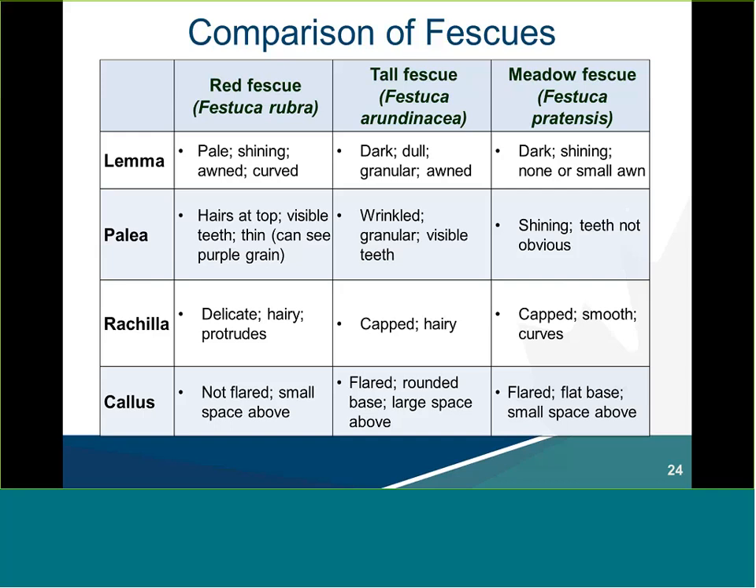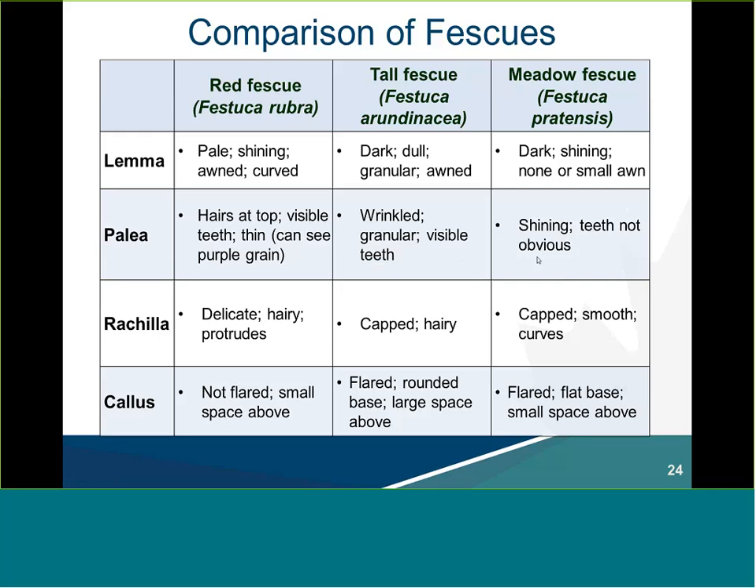Oh, yeah, so the callus and those qualities of the lemma and palea are important because when you're taking a look at a crop species, especially to see if there are other crop fescues mixed in, or fescues that weren't part of the declared mixture, you're not going to be able to look at those two. Well, granular you may, or visible teeth versus teeth not obvious. I mean, you can't really microscopically look at every one of those.